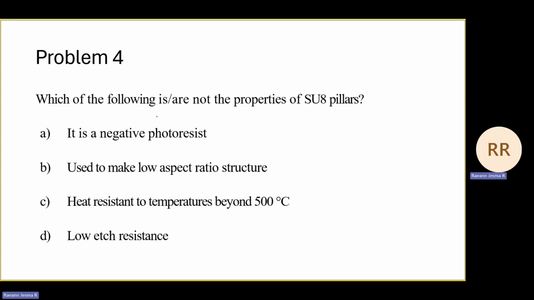So next we move on to problem 4. Which of the following is or are not the properties of SU8 pillars? You would have seen that in a biomedical sensor we used SU8 pillars, right? Option A, it is a negative photoresist. Option B, it is used to make low aspect ratio structures. Option C, it is heat resistant to temperatures beyond 500 degrees centigrade. Option D, it is low etch resistance. So what do you think is the correct answer?